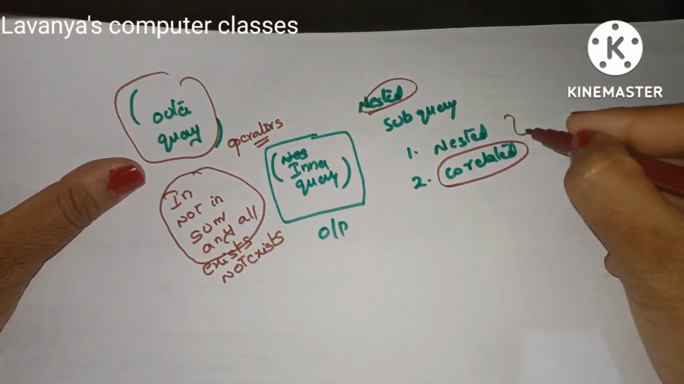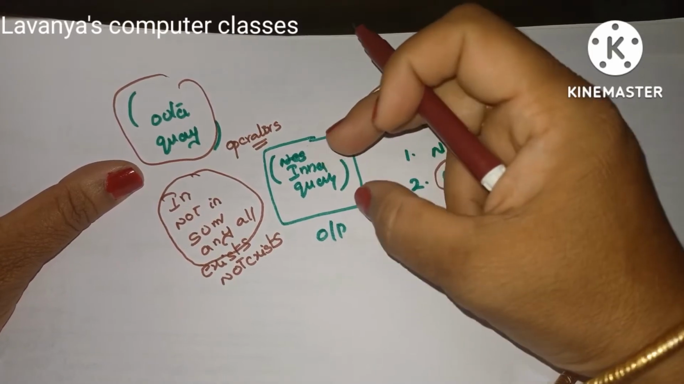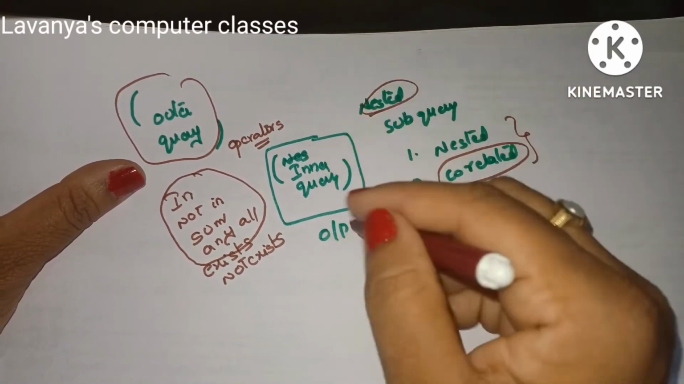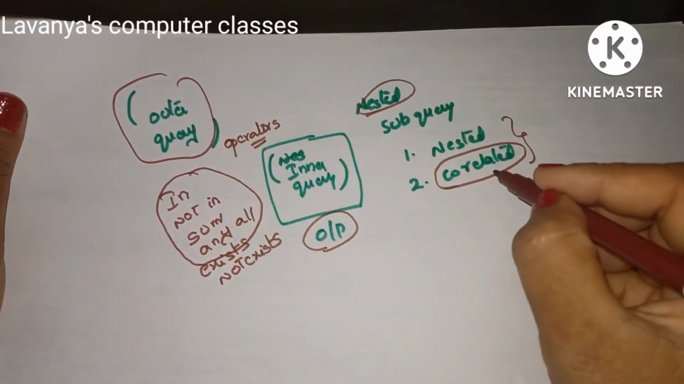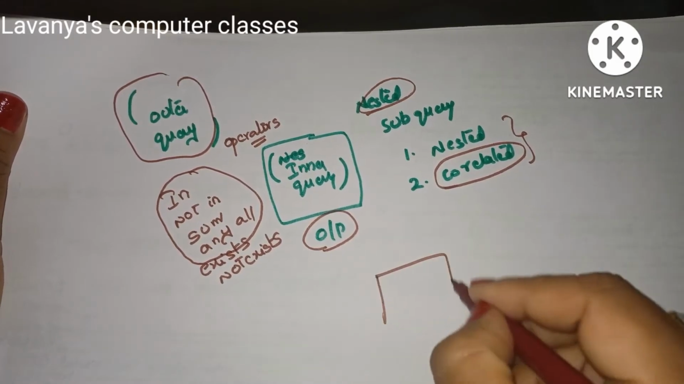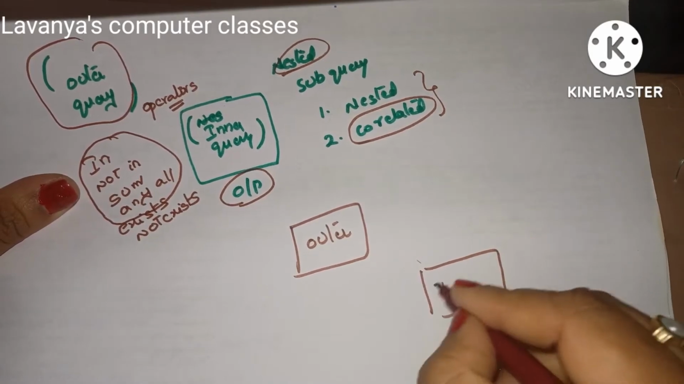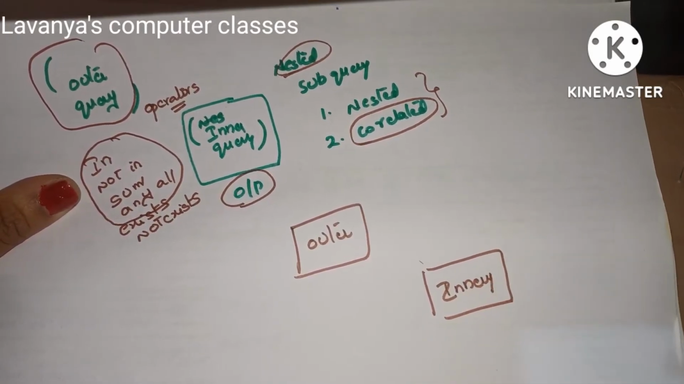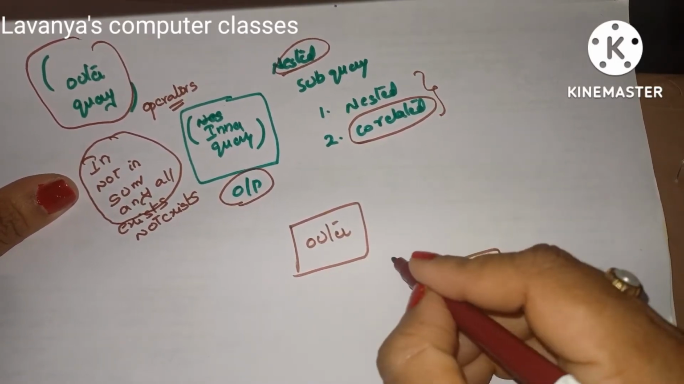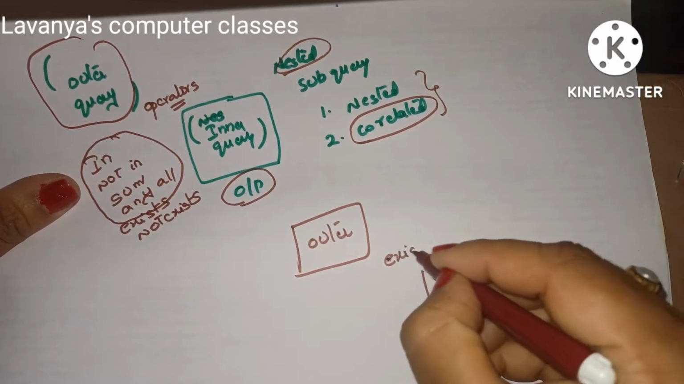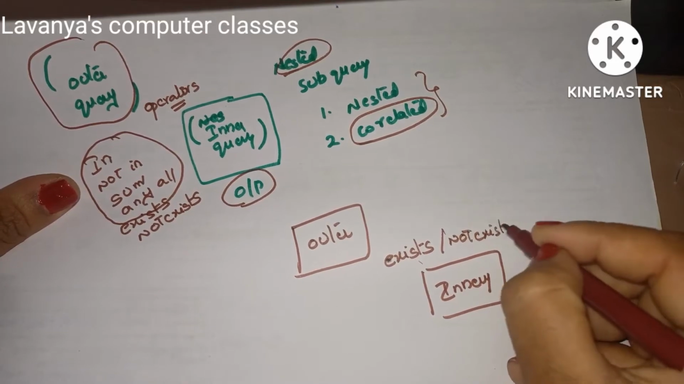What is the difference again? In the nested query, first I execute the inner query. Whatever output comes from the inner query, this output is used in the execution of the outer query. But in the correlated query, this is the outer query and this is the inner query. This is the structure of a subquery. For relating the outer query and inner query, we need some operators. Those operators are EXISTS or NOT EXISTS.